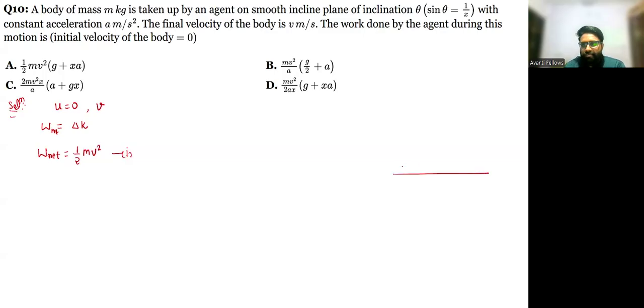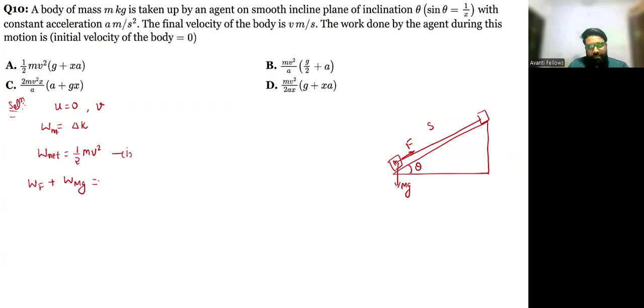Now let's imagine the situation. This is a kind of wedge on which this mass m is moving from here to here. Now let's say this mass is moved by this distance, say s. This angle is theta. Here we have two forces. One is the agent force that we have applied, and the second force is the gravitational force. Both are doing work. So the net work done here is nothing but the work done by the force plus the work done by the gravitational force, which is equal to 1 by 2 times mv square.